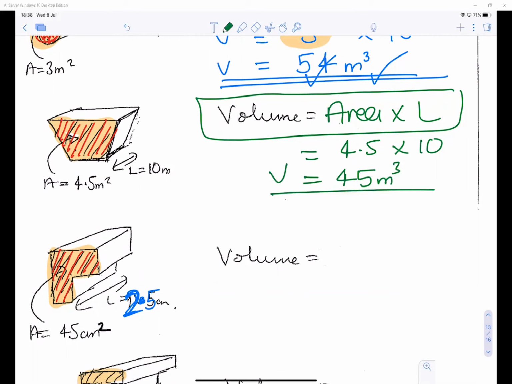That's right. Meters to the power of 3, or m cubed. That's fine. That's lovely. What a beautiful answer. It's the area of the front face times by the length, how long it is. Excellent. Okay, so what about the next one?